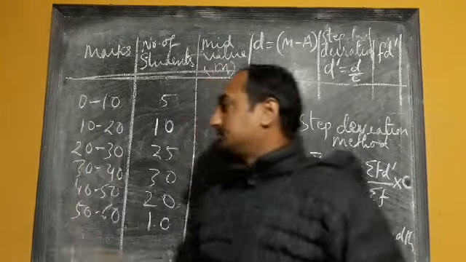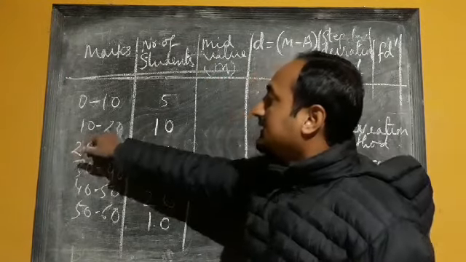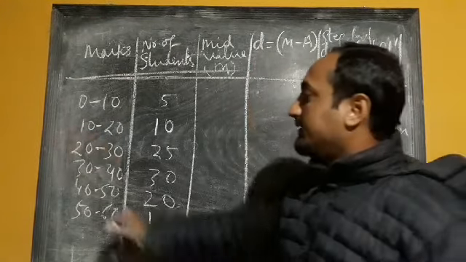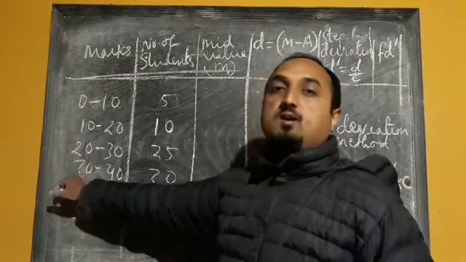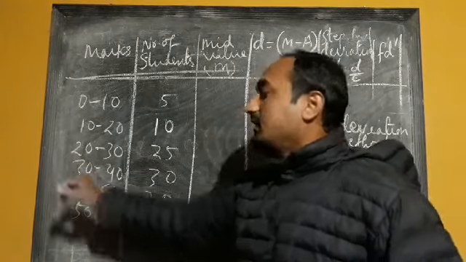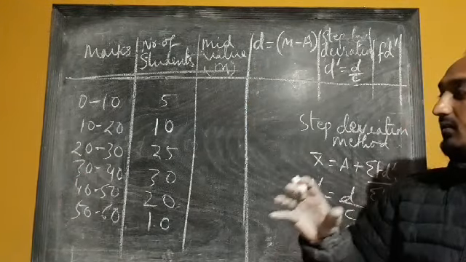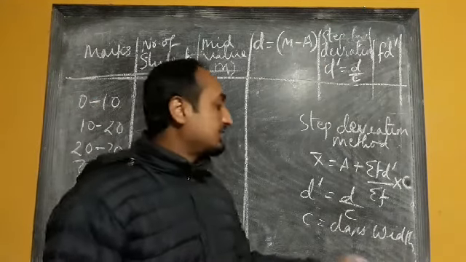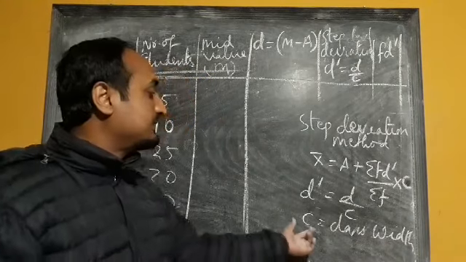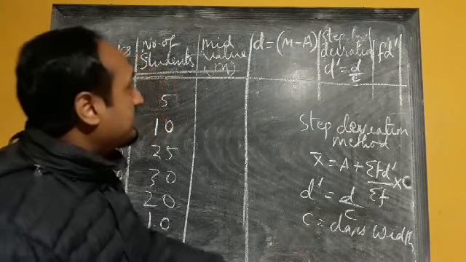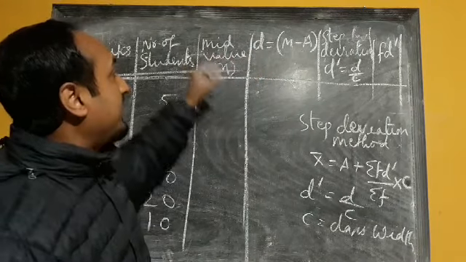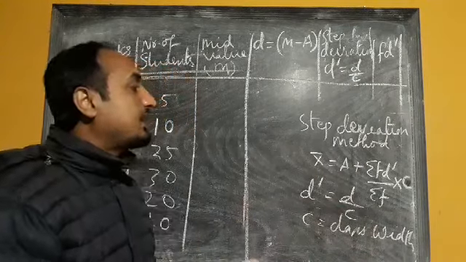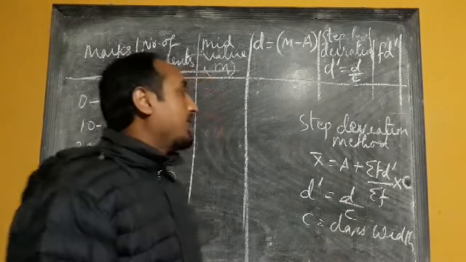You can check it in each and every observation. 20 minus 10 we will get 10, so 10 will be our class width. If I consider this one, 40 minus 30, we have 10. So class interval is given, and from the lower limit and upper limit we have to find the value of this class width. In each and every case we are getting c equals 10. Now I will calculate the value of the mid value, d, then d dash, then f d dash, and on the basis of that we have to calculate the value of arithmetic mean.